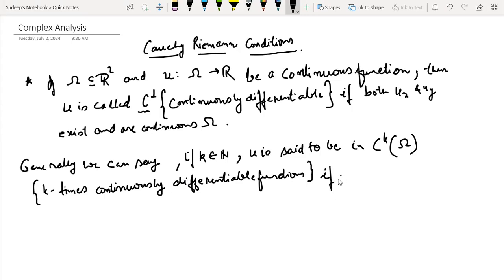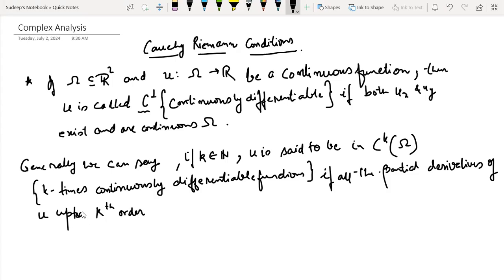If all the partial derivatives of u up to kth order exist and are continuous as well. So these two notations you have to keep in mind because probably we may use them here and there. I forgot to tell you this.